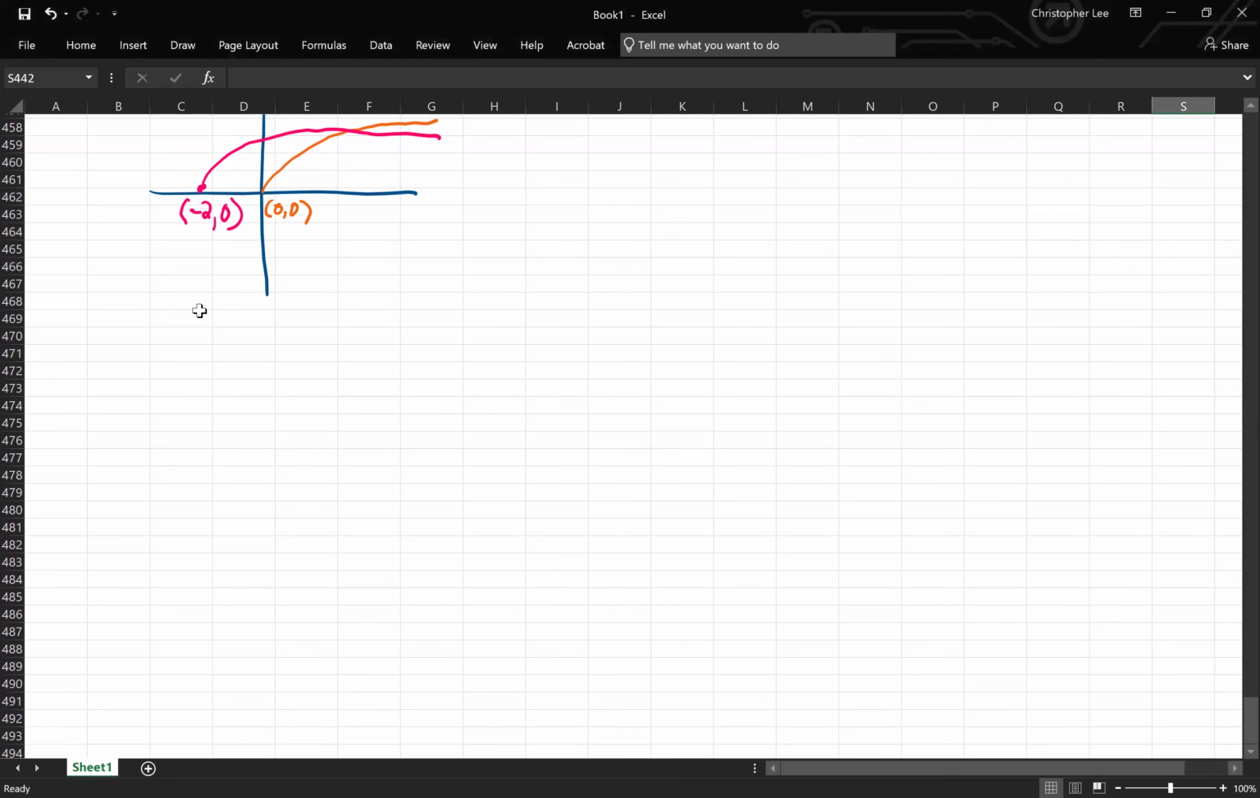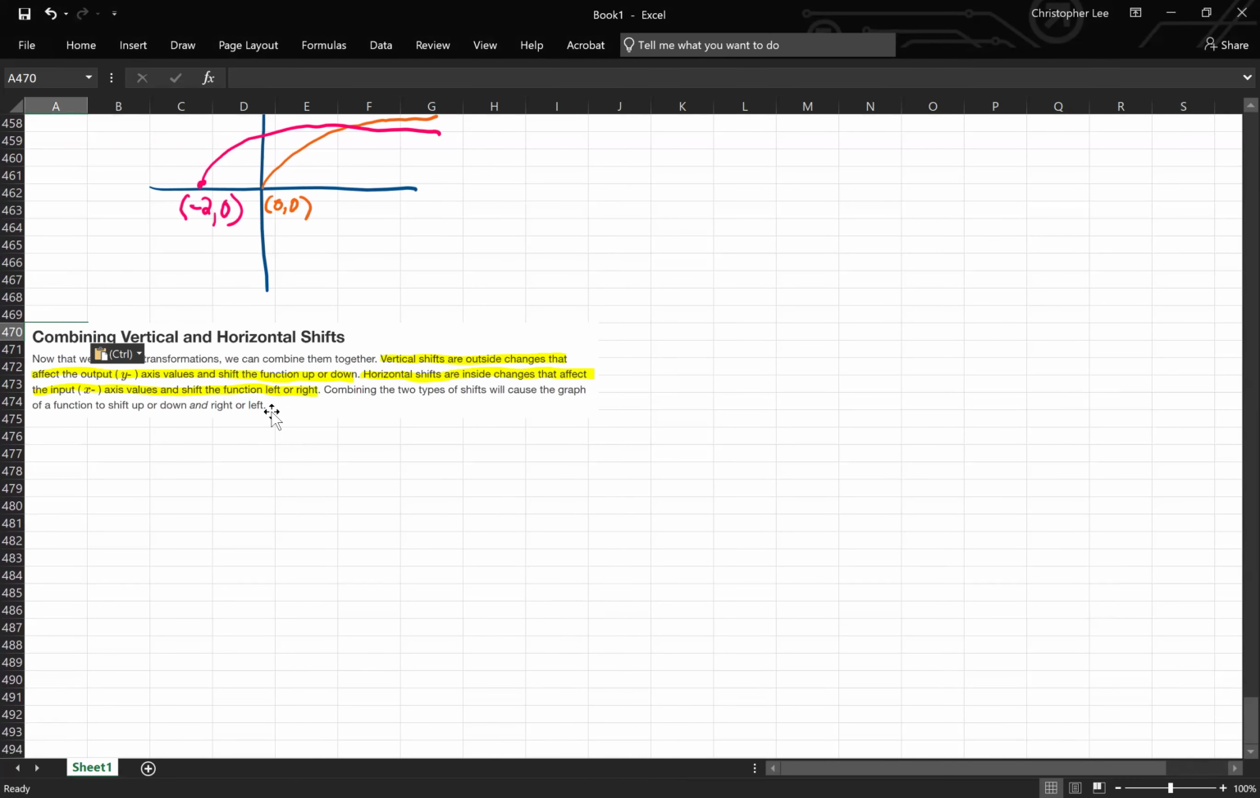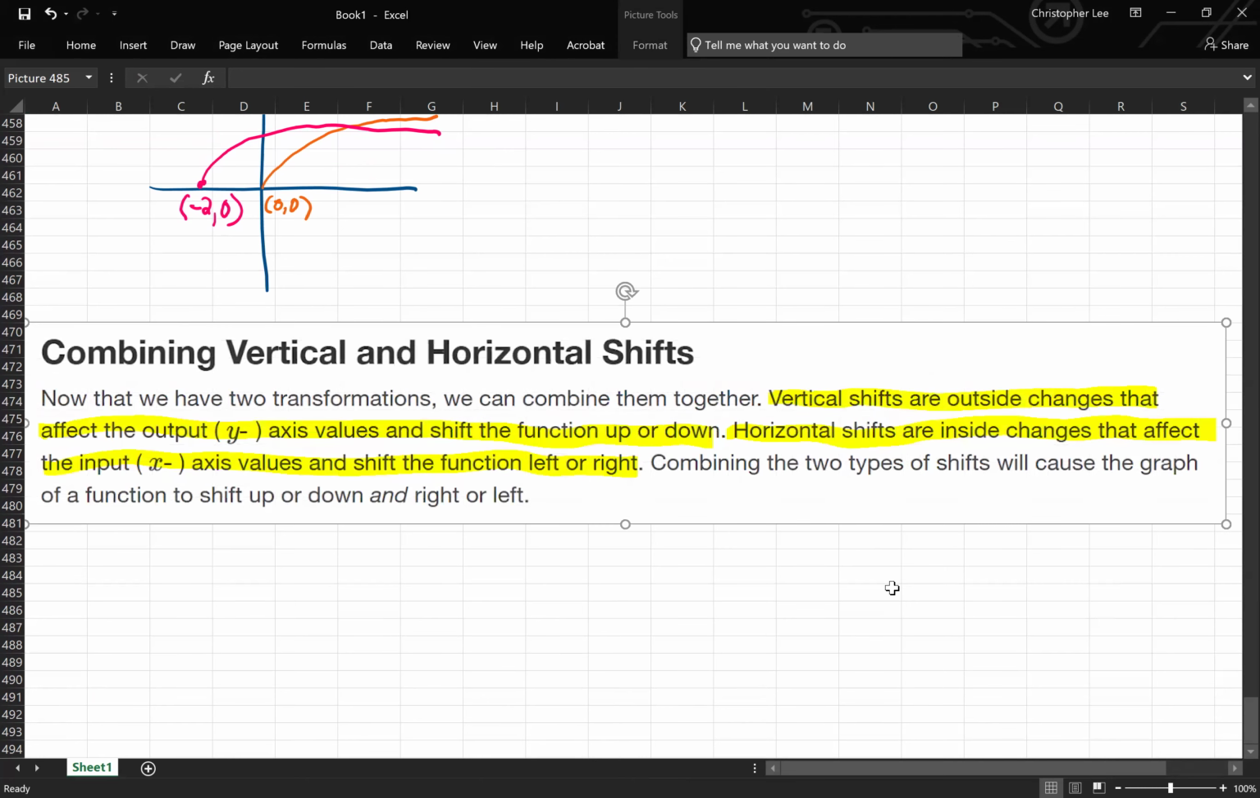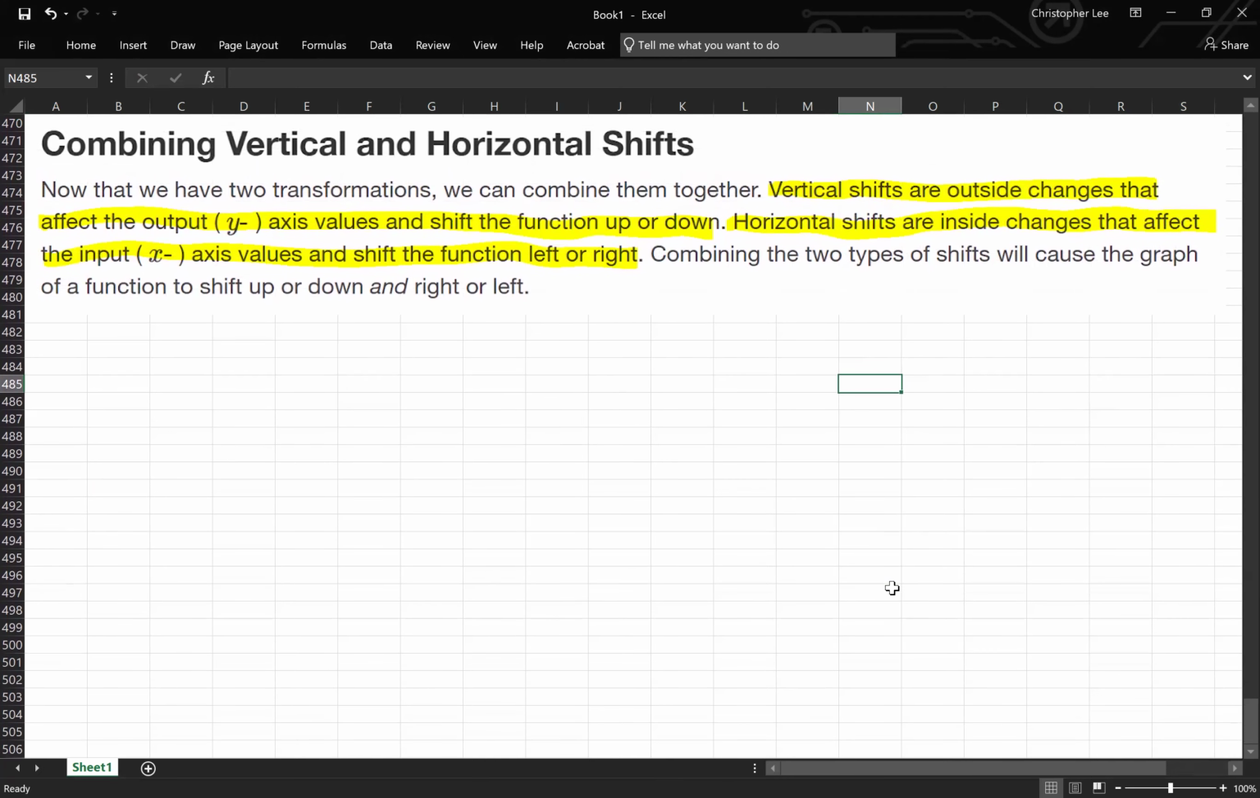All right, let's take this up a notch real quick. So I want to combine vertical and horizontal shifts. Now that we have two transformations, we can combine them together. Vertical shifts are outside changes that affect the output y on the y-axis and shift the function up or down. Horizontal shifts are inside changes that affect the input on the x-axis and shift the function left or right. Combining the two types of shifts will cause the graph of a function to shift up or down and right or left.